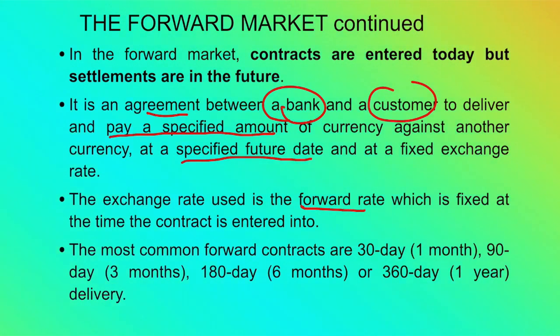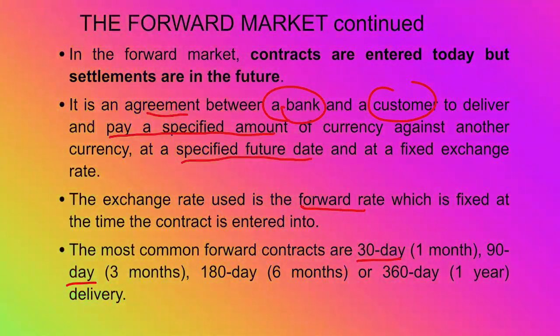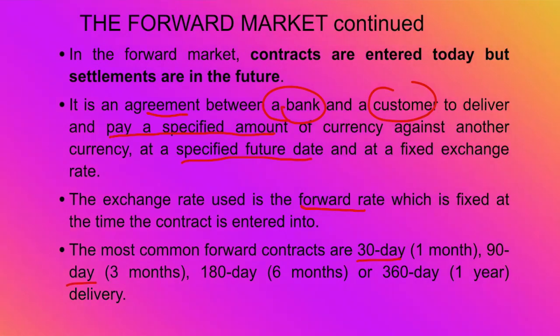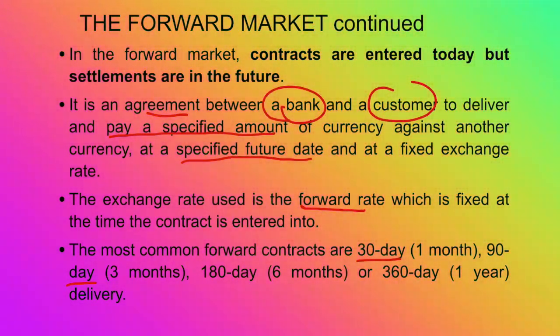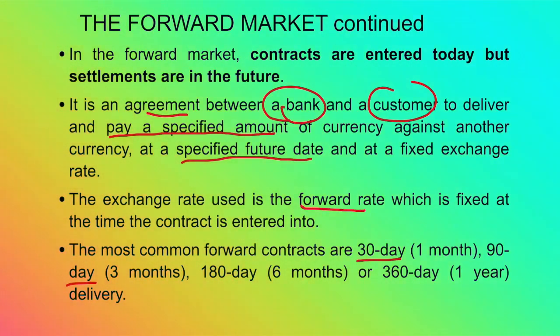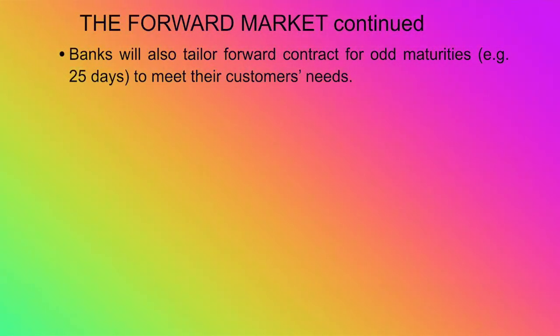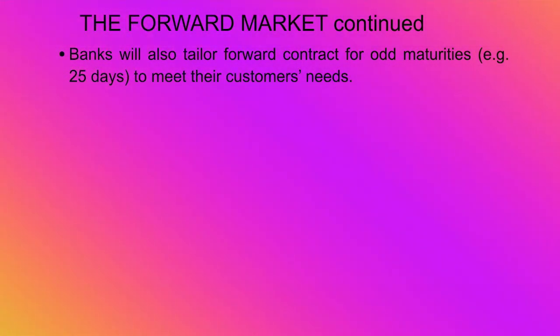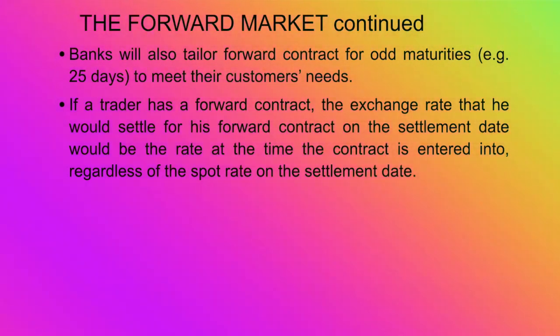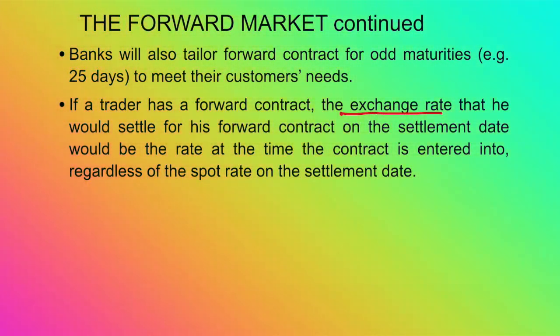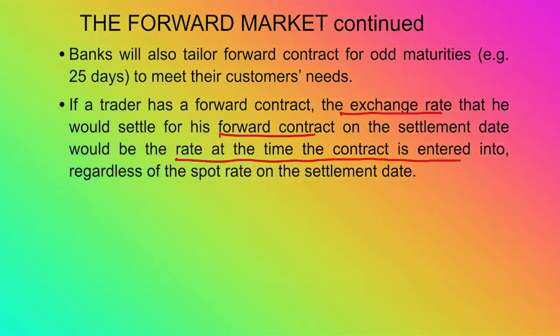The most common forward contracts are 30 days, which is 1 month, 90 days, 3 months, 180 days, 6 months, or 360 days for 1 year delivery. Okay, banks will also tailor forward contracts for odd maturities, like 25 days, to meet their customers' needs. If a trader has a forward contract, the exchange rate he would settle at on the settlement date would be the rate at the time the contract is entered into, regardless of the spot rate on the settlement date.